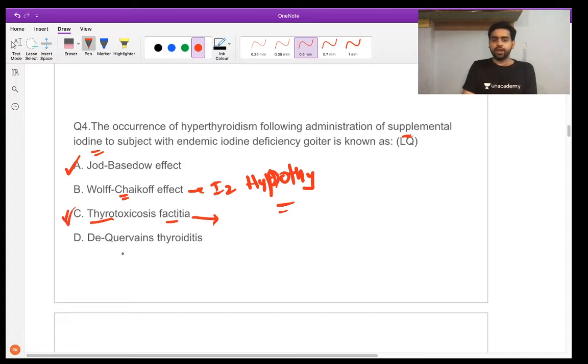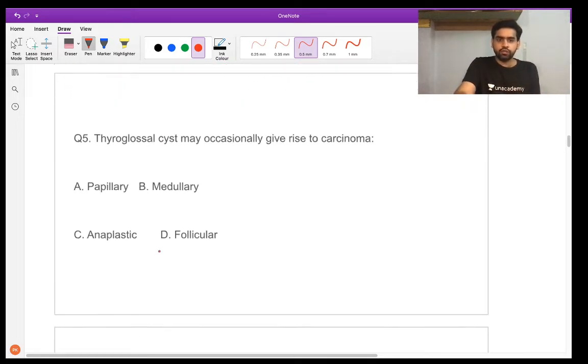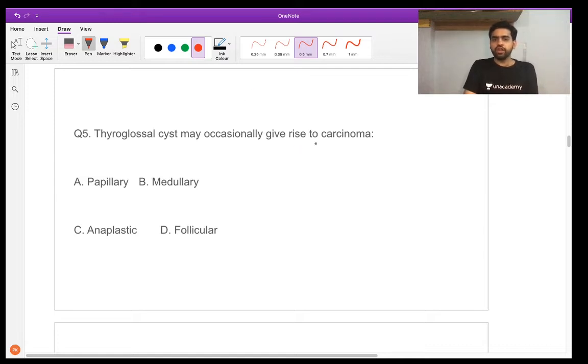Then de Quervain's thyroiditis is a benign condition of the thyroid. In this, there is inflammation, and basically an infiltrative lesion of the thyroid. The patient comes to you with hypothyroidism. Okay. Now let us move on to the next question. Thyroglossal cyst occasionally gives rise to carcinoma. So which carcinoma is associated with thyroglossal cyst? Can you tell me? Madhu and Shraddha, what is the answer to this particular question? Thyroglossal cyst.